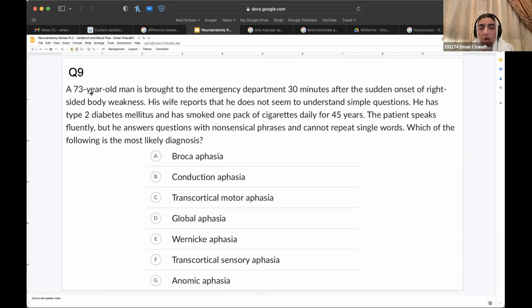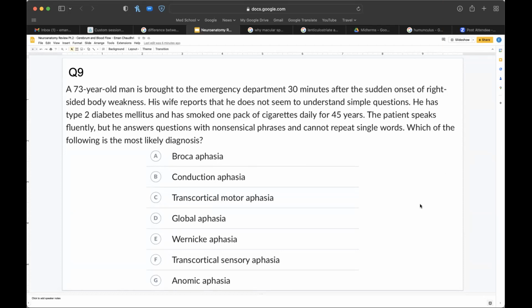Okay, second to last question. This is kind of how I remember we got, I think, 2 or 3 questions like this in our midterm, no joke, like the one you're about to read now. A 73-year-old man is brought to the emergency department 30 minutes after the sudden onset of right-sided body weakness. His wife reports that he does not seem to understand simple questions. He has type 2 diabetes and has smoked 1 pack of cigarettes daily for 45 years. The patient speaks fluently, but he answers questions with nonsensical phrases and cannot repeat single words. Which of the following is the most likely diagnosis? A, Broca, B, conduction, C, transcortical motor aphasia, D, global aphasia, E, Wernicke's aphasia, F, transcortical sensory aphasia, or G, anomic aphasia. Is it Wernicke's?